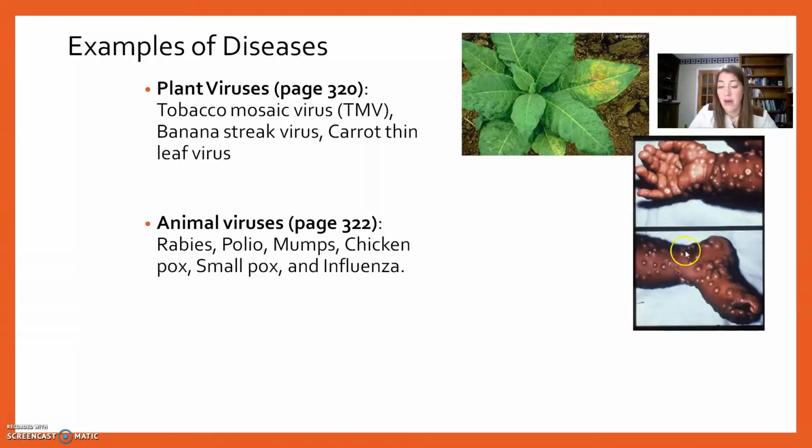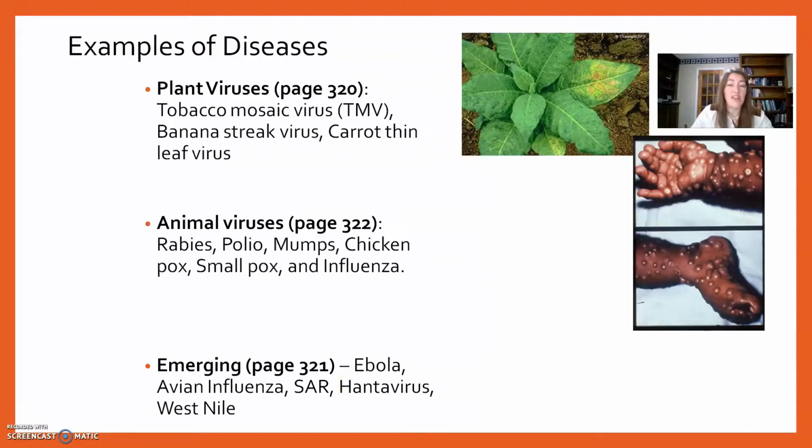Here's an example of mumps. Many of you have probably already had chickenpox, or at least have had the vaccination for it. Your dogs get rabies shots, your cats, every year or so. Polio, that still exists in the world. Both of my grandparents have polio, or had it, they still do. And so those things are because of the animal viruses.